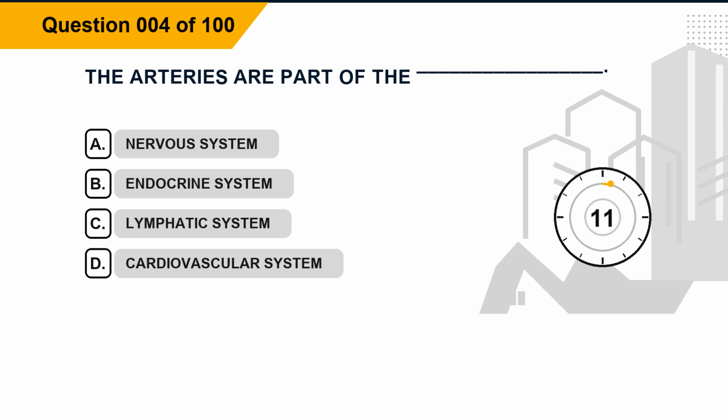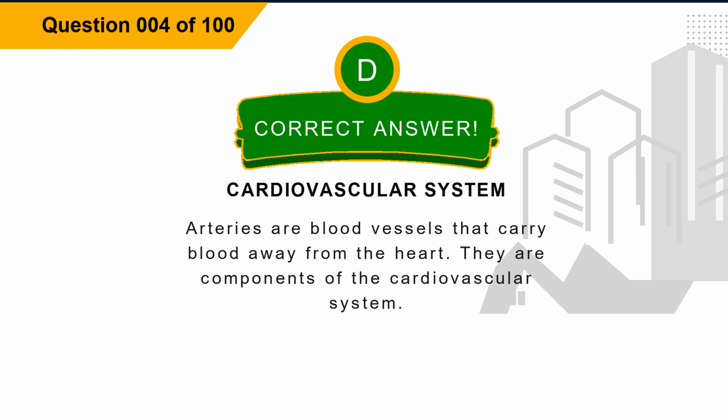Question 4. The arteries are part of the blank. Option A, nervous system. Option B, endocrine system. Option C, lymphatic system. Option D, cardiovascular system. The correct answer is option D, cardiovascular system. Explanation. Arteries are blood vessels that carry blood away from the heart. They are components of the cardiovascular system.